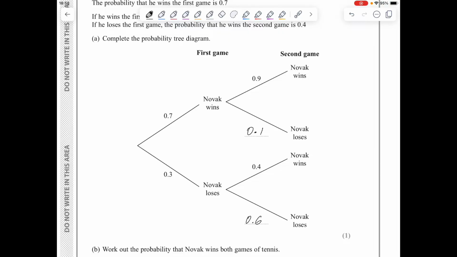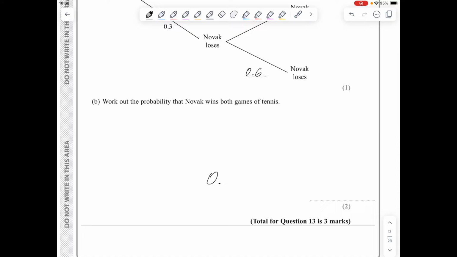So I need the following combination. So I'm just going to multiply 0.7 and 0.9 to get my answer. So 0.7 times 0.9 is equal to 0.63.